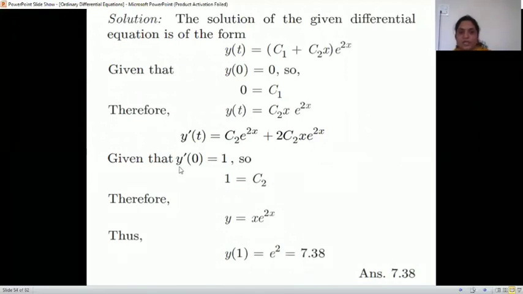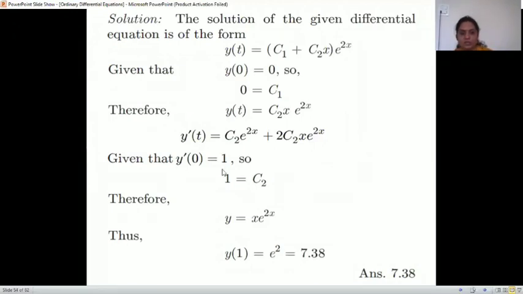And then given that y dash of 0 is 1, therefore put x is 0 here, so we get C2 is equal to 1. So substituting back in y, we get y is equal to x into e raised to 2x. And we are asked the value at x is equal to 1. Therefore, y of 1 will be e square, that is equal to 7.38. So the correct answer is 7.38.